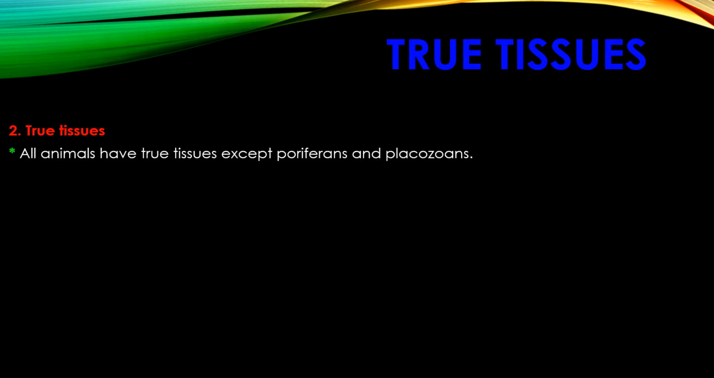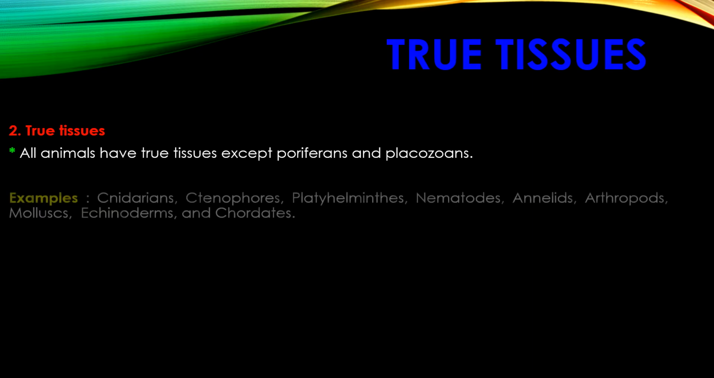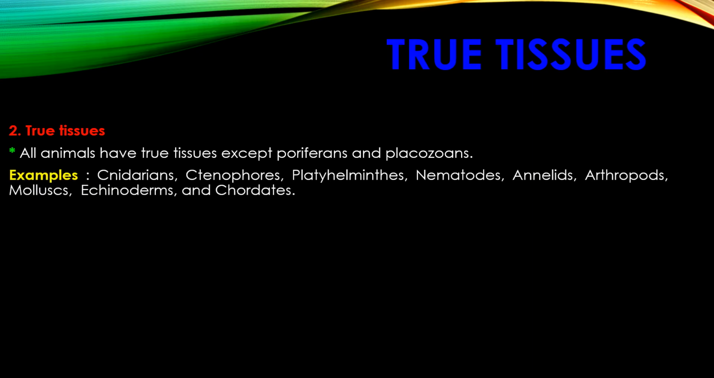All animals except poriferans and placozoans have true tissues. What are those animals? They are cnidarians, ctenophores, platyhelminthes, nematodes, annelids, arthropods, mollusks, echinoderms, and chordates.